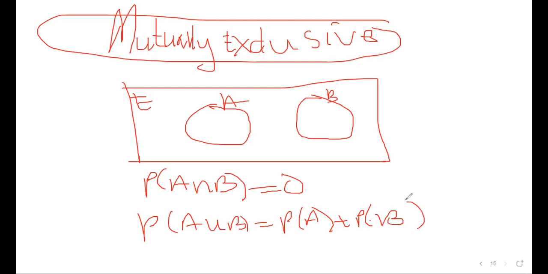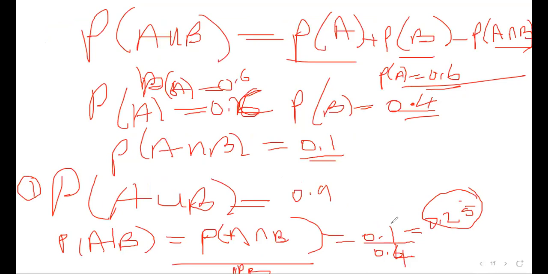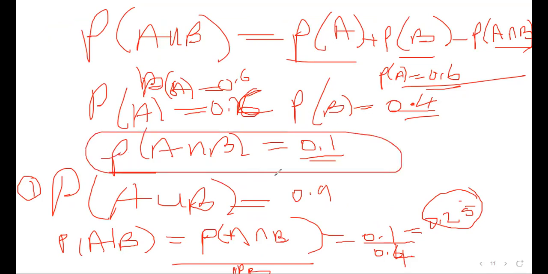All right. So by virtue of having an intersection set in this kind of problem, it means the events are not mutually exclusive, because they have an intersection set of 0.1. Mutually exclusive events have no intersection set.